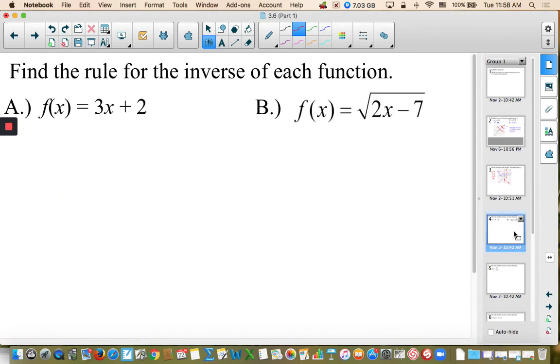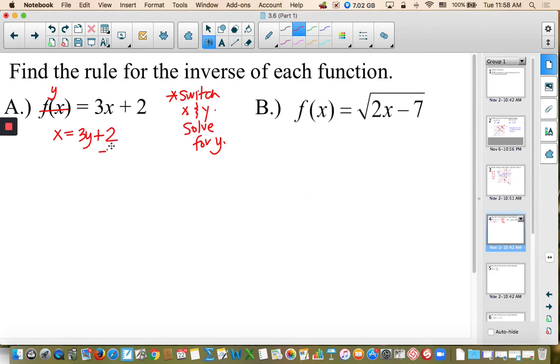Now, what if you're given, instead of a graph, an equation? So to find the rule for the inverse of each function, just like with a point, all you do is you switch the x and the y, and then solve for y. That's what you do for each of these problems. Well, if I look at this, f of x, that's my y, right? f of x is y. I'm going to switch them. So this is going to become x equals 3y plus 2, and I'm going to solve for y.